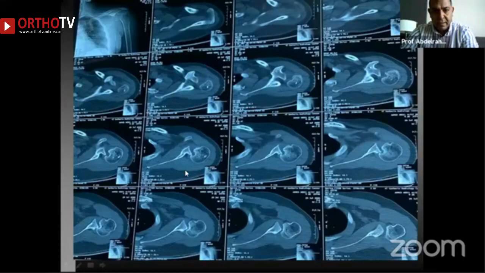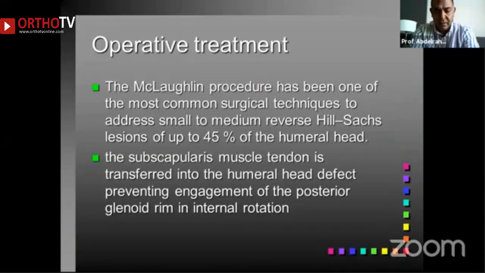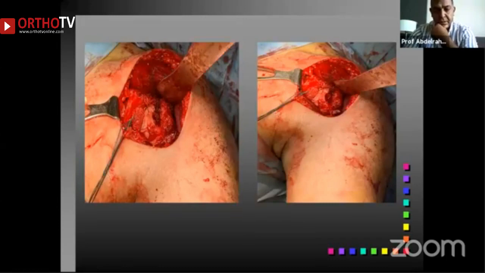Again, this is a glenoid, and this is the head impacted on the posterior lip of the glenoid. Another CT. Here we do McLaughlin procedure. It is very simple, with the anterior transposition of the lesser tuberosity. This is the patient intraoperative.